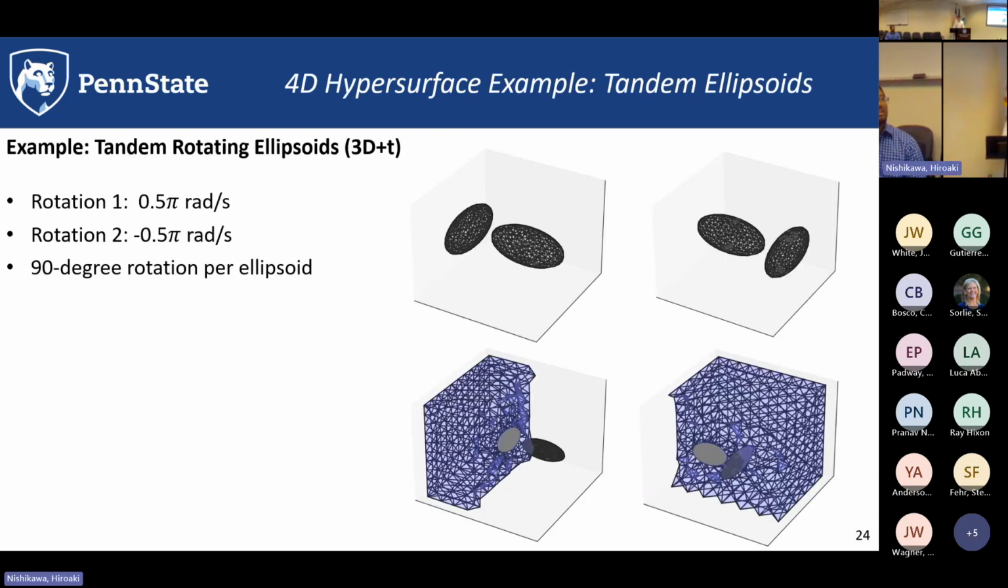Our last example we'll talk about for hypersurface meshing is tandem rotating ellipsoids. The first ellipsoid is rotating at a rate of 0.5 pi radians per second. The other is the opposite, minus 0.5 pi radians per second. Over the course of the space-time mesh, they each rotate 90 degrees. So you can see on the left is before, and on the right is after the rotation is complete.